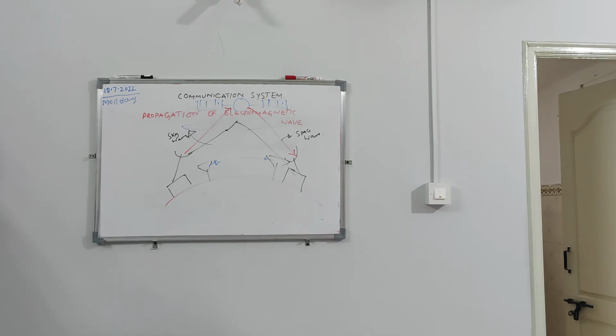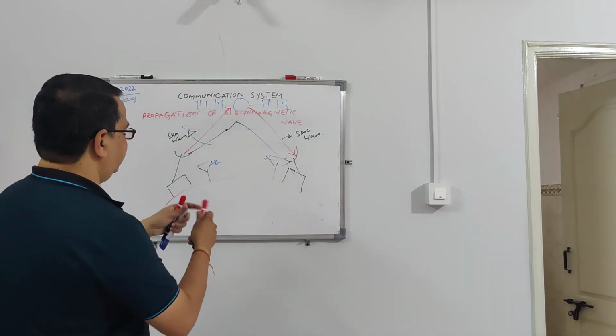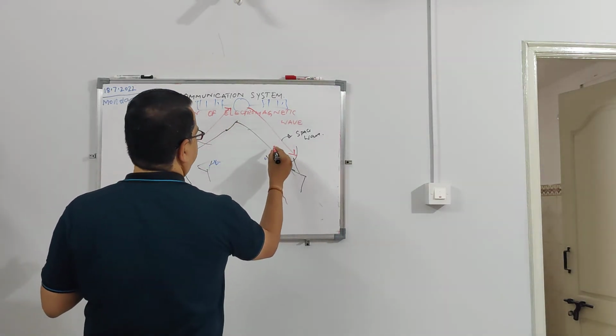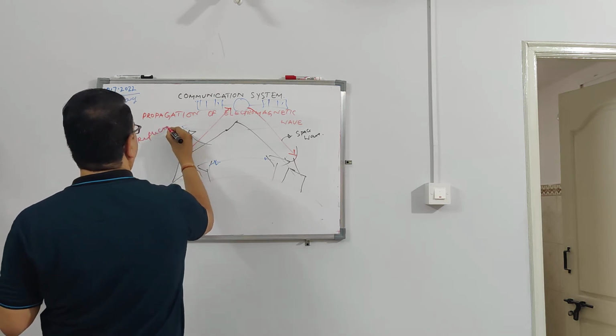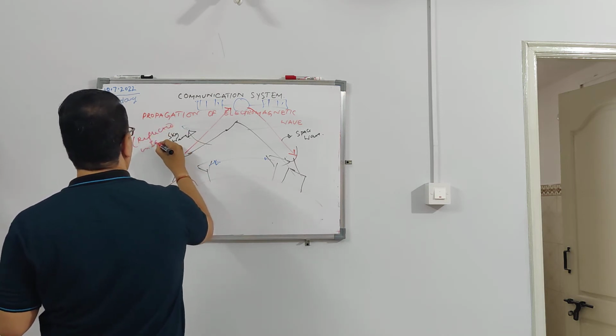Sky wave is the radio wave from the transmitting antenna that propagates through the sky to reach the receiving antenna after reflection through the ionosphere. So what is happening here? It is getting reflected. So sky wave is reflected in the ionosphere.